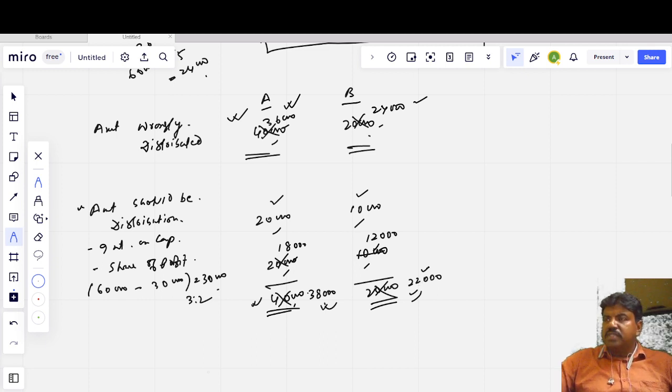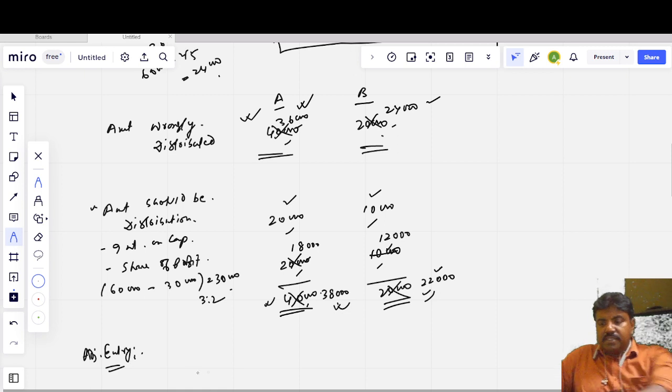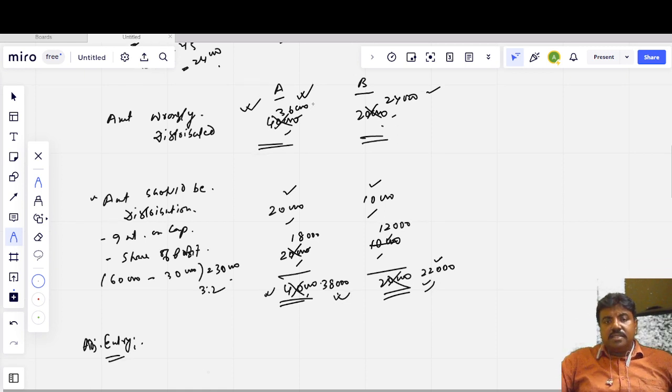So B has taken 2,000 more. So we will pass a single adjustment entry like this. And while passing the single adjustment entry, the thinking will be like this. A has taken 36,000, but A should take how much? A should take 38,000. So A needs to be given 2,000 more.